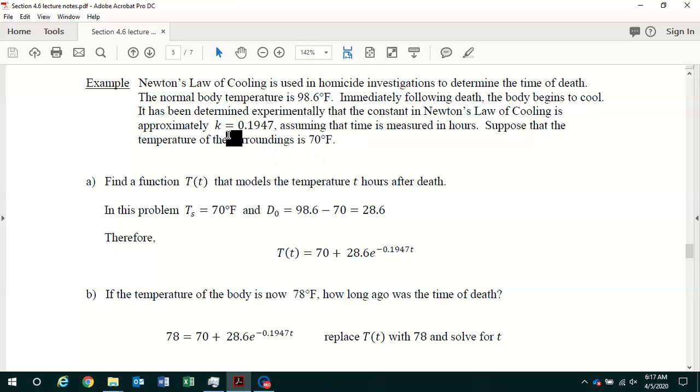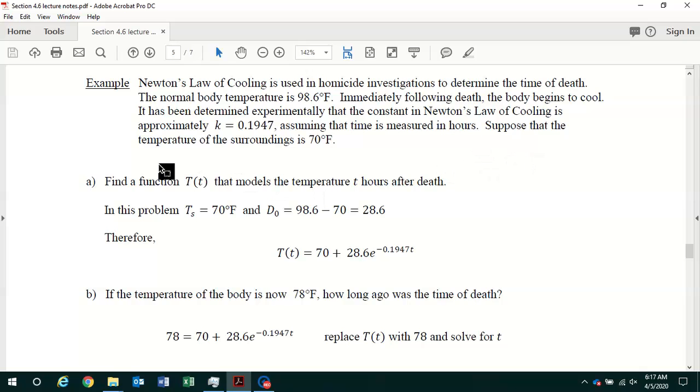time of death. The normal body temperature is 98.6 degrees Fahrenheit. Immediately following death, the body begins to cool. It has been determined experimentally that the constant in Newton's law of cooling is approximately K equal to 0.1947, assuming that time is measured in hours.